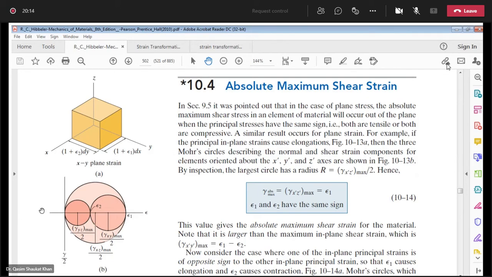So for case 1, when both of our principal strains are either positive or negative, or you can say they have the same sign, in that case we will get the absolute maximum shear strain as epsilon 1 and the maximum in-plane shear strain as epsilon 1 minus epsilon 2.